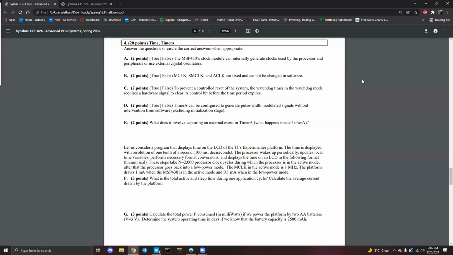Yeah, and then the next question is literally confirming that it's true, because it asks, what does capturing an external event in timer A involve? An external event is not software. We know that. So that means you can control timer A, you can capture it, and then use that to make some stuff happen. So it's saying what happens inside the timer. Here's his answer verbatim: when an external signal changes, the current content of timer A counter TAR is latched into one of the capture and control registers, CCRx, which later can be read from software.